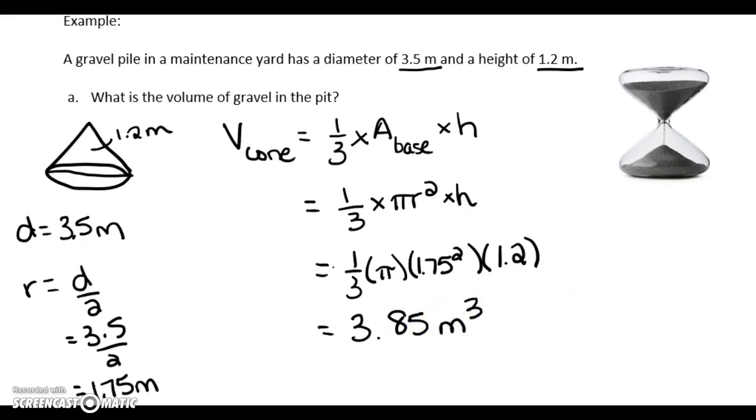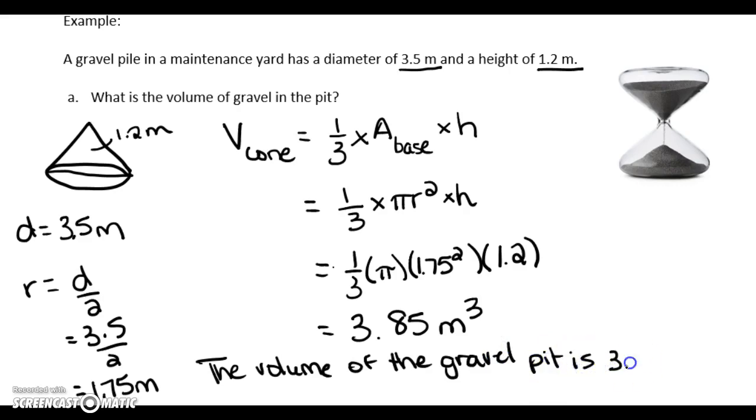So remember, watch out for those units. Here we're dealing with meters, so it's your units cubed. So it's 3.85 meters cubed. This here is also a word problem, so make sure you answer this with a sentence. So you could say the volume of the gravel pit is 3.85 meters cubed. So once you've got that written down, now we can move on to part B of this question.